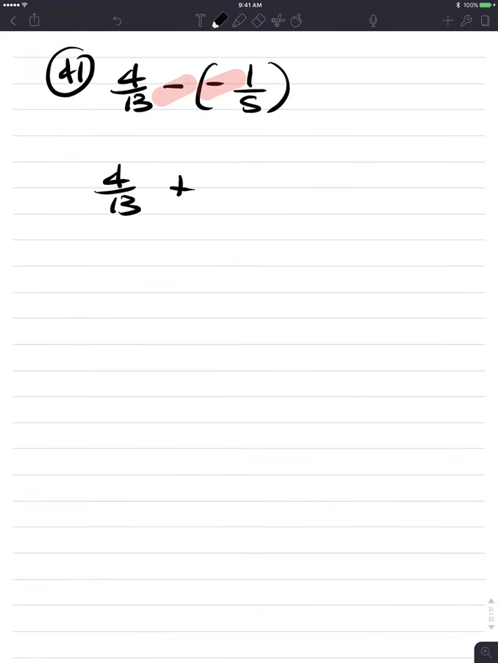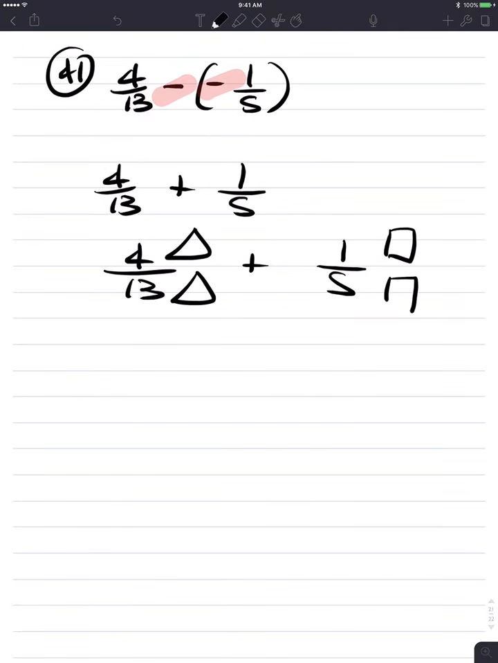41. 4 over 13 minus negative 1 over 5. Minus the minus makes this a plus. 4 over 13 plus 1 over 5. We're going to have to do our setup. Triangle, triangle, square, square. We need the LCM of 13 and 5. The LCM of 13 and 5 is 65.